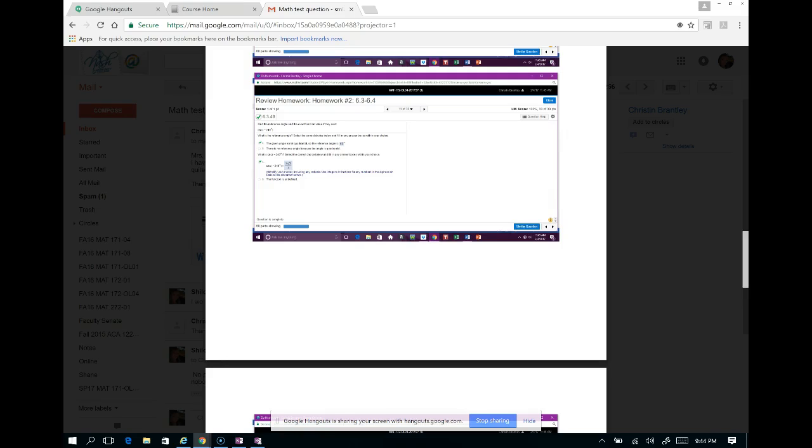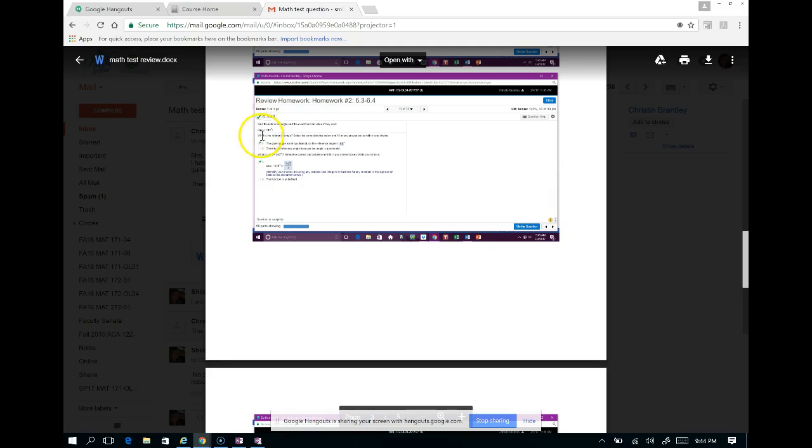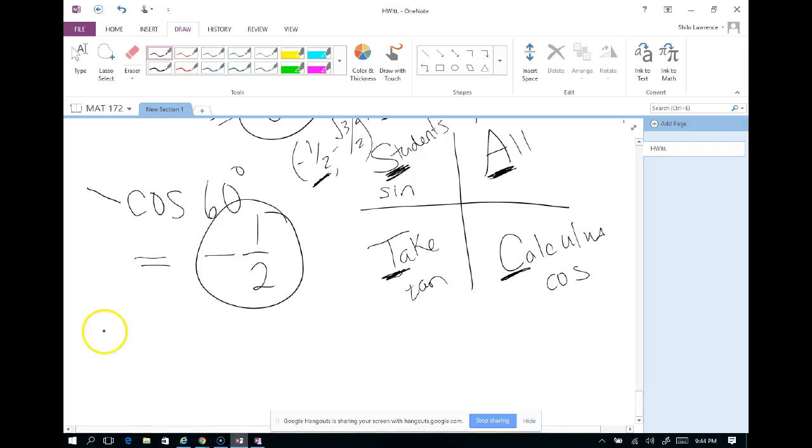Another one of the same type of question, but this one's a reciprocal function. So we're going to have to do something different to get that answer. So this one's number 11, and it's asking for cosecant of negative 240. It wants the reference angle and the exact function value.